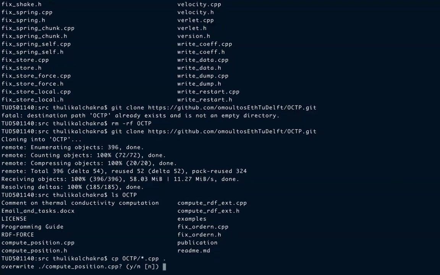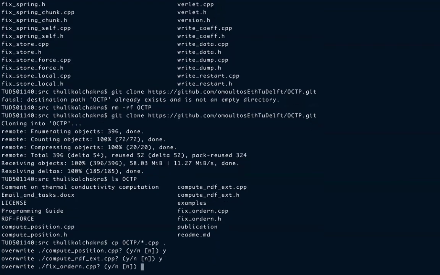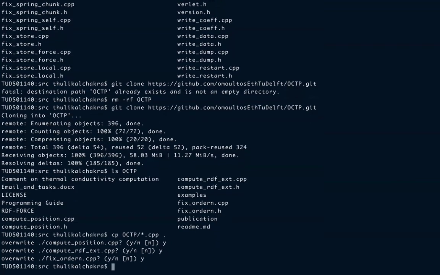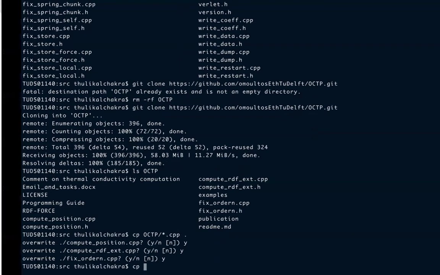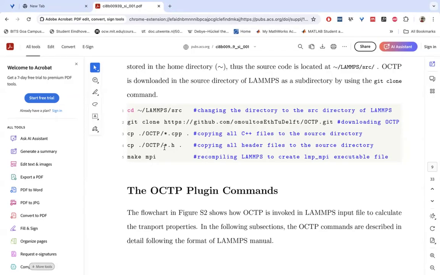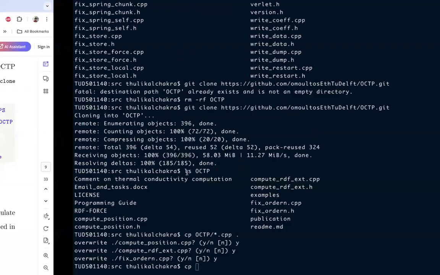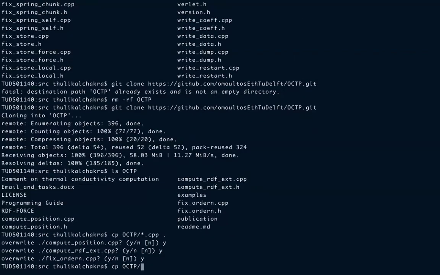Since I've already done this before, it is asking me if I want to overwrite this. I wish to say yes. And similarly, it also instructs me to copy all the .h files into the current folder.